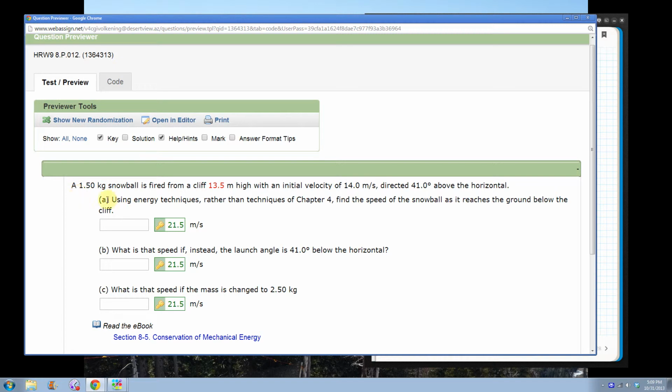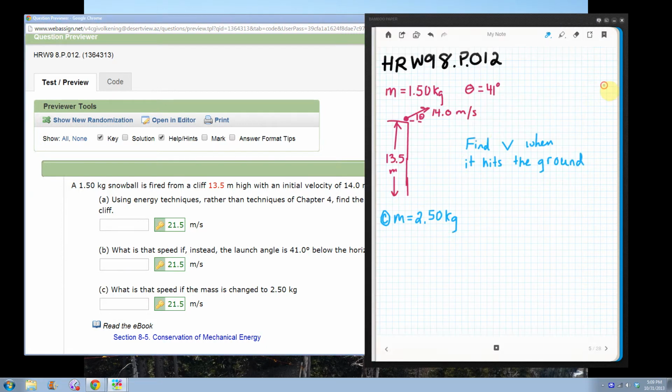This is HRW98P012. It says a 1.5 kilogram snowball is fired from a cliff 13.5 meters high with an initial velocity of 14 meters per second, directed 41 degrees above the horizontal. Using energy techniques rather than the techniques of Chapter 4, find the speed of the snowball as it reaches the ground below the cliff. Chapter 4 being kinematics. So we're not going to use kinematics, which we could totally do, but we're not going to. Instead, we're going to use energy.